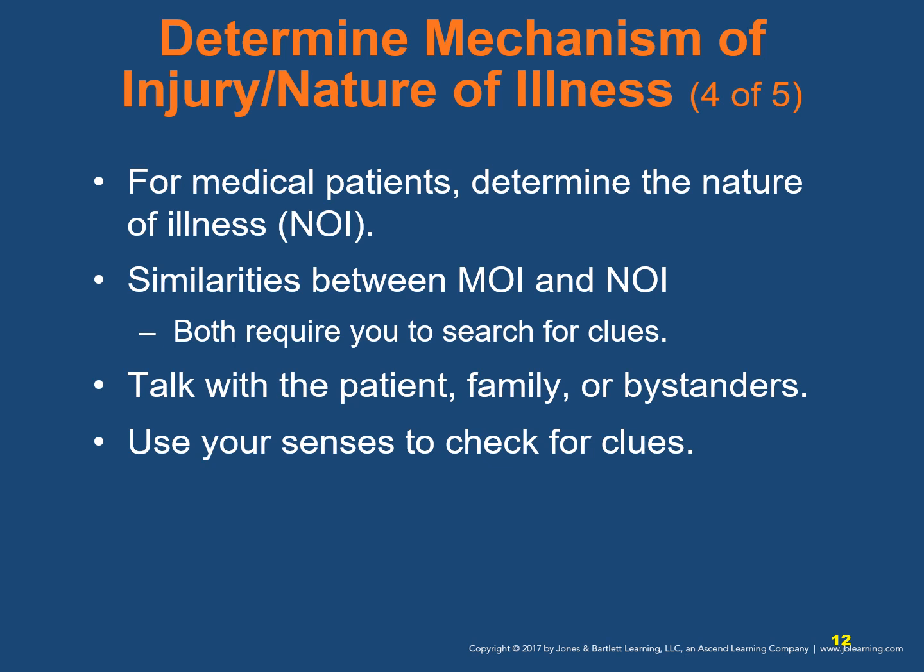For medical patients, determine the nature of illness, or NOI. There are similarities between the MOI and the NOI. Both require you to search for clues regarding how the incident occurred. To quickly determine the NOI, talk with the patient, family, or bystanders. Use your senses to check the scene for clues as to the possible problem.